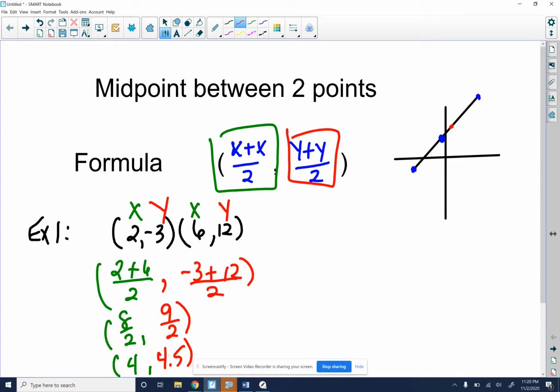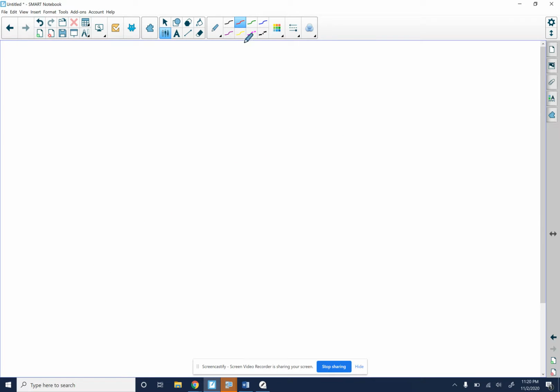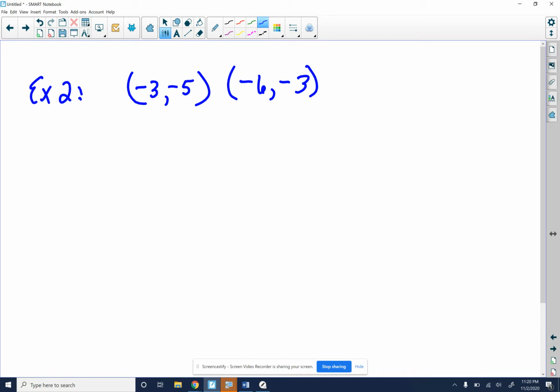All right, let's try another one. Let's do more negatives in this one. Example 2. Let's say I have -3 and -5. And my other point, let's also do negatives, -6 and 3. So to find the midpoint, I'm going to add the x's together.